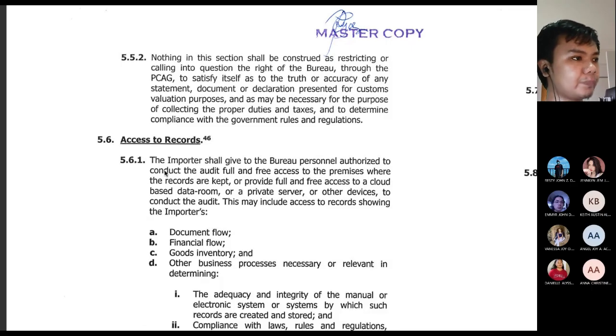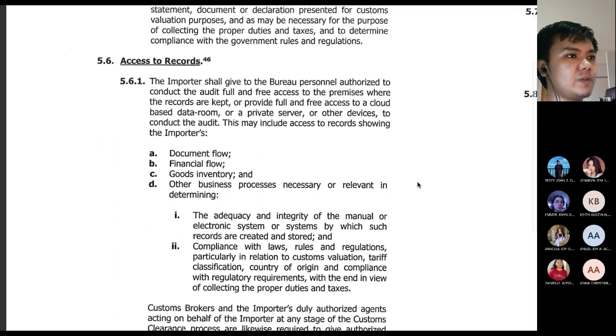Access to records. 5.6.1. The importer shall give the Bureau personnel authorized to conduct the audit full and free access to the premises where the records are kept, or provide full and free access to a cloud-based data room, private server, or other devices to conduct the audit.